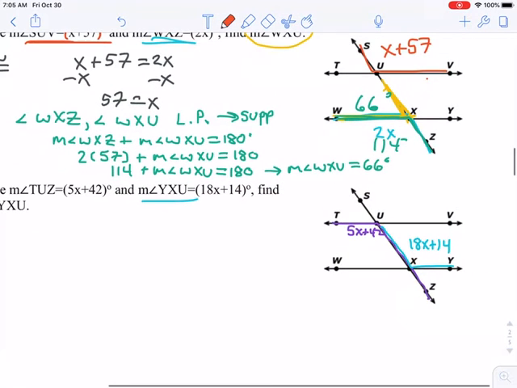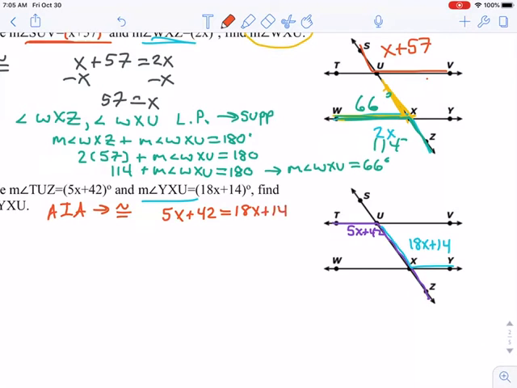We got alternate interior angles. What's so great about alternate interior angles? They're congruent. So that means I'm just going to say 5x plus 42 equals 18x plus 14. Solve for x.